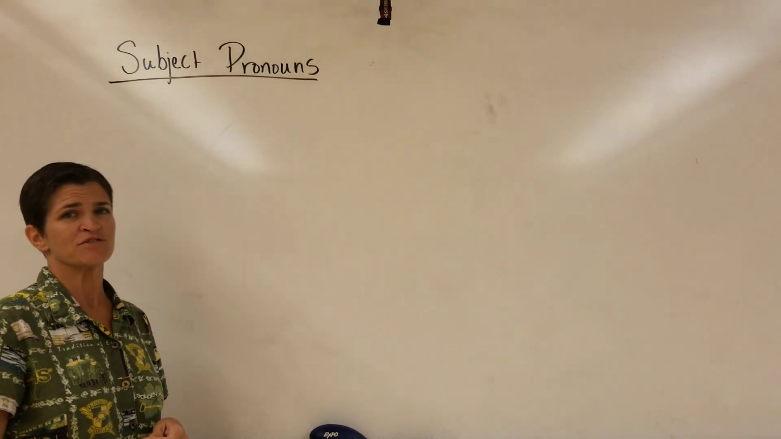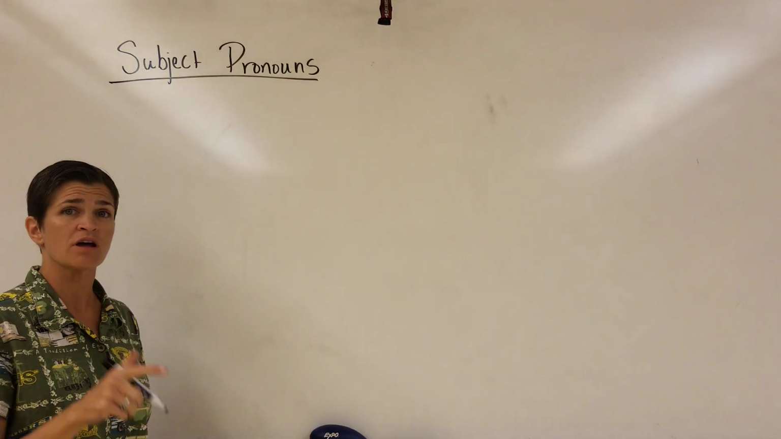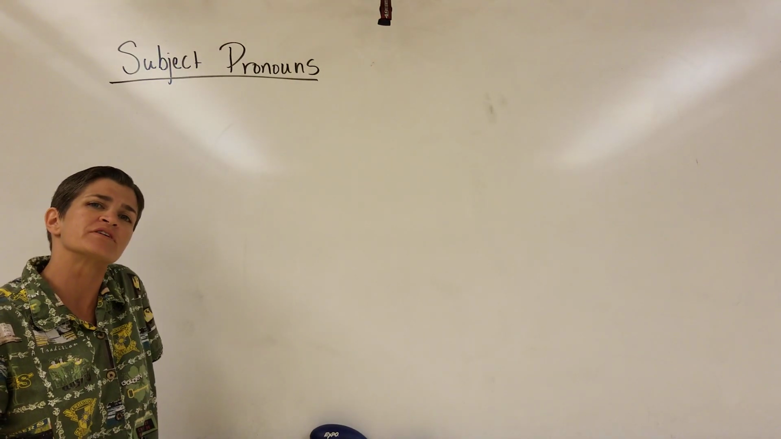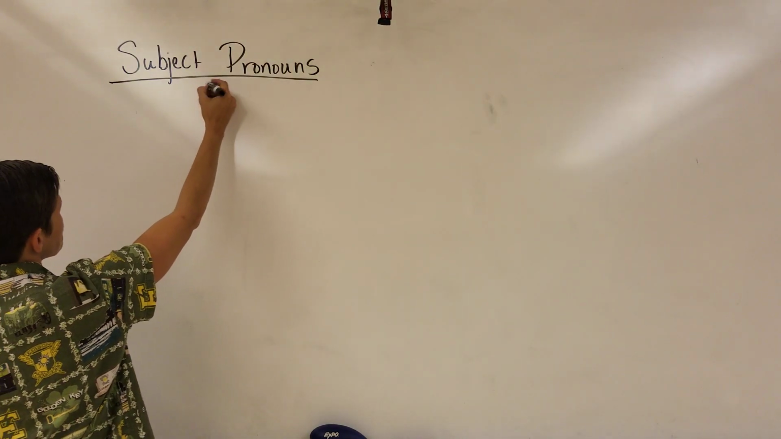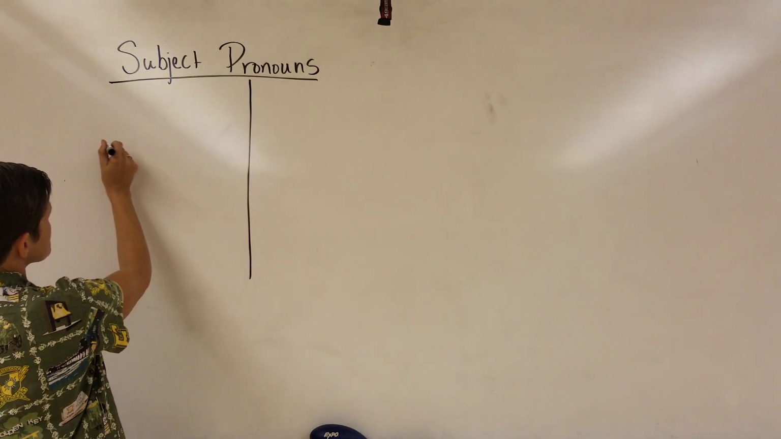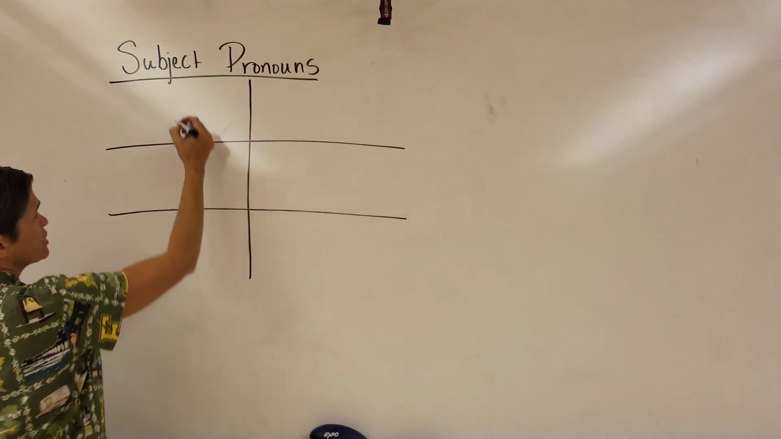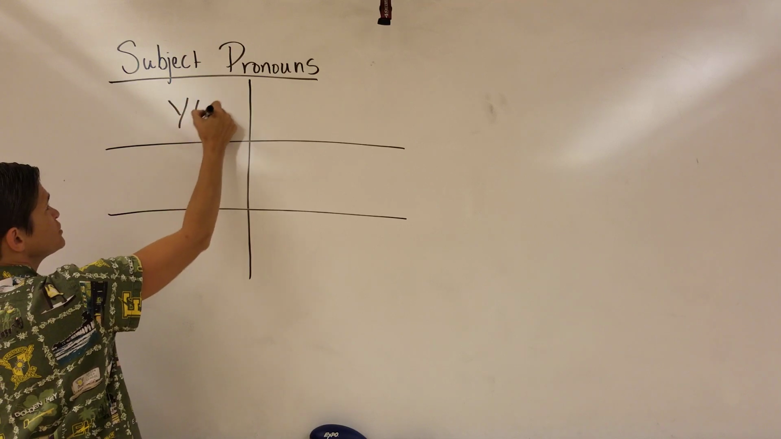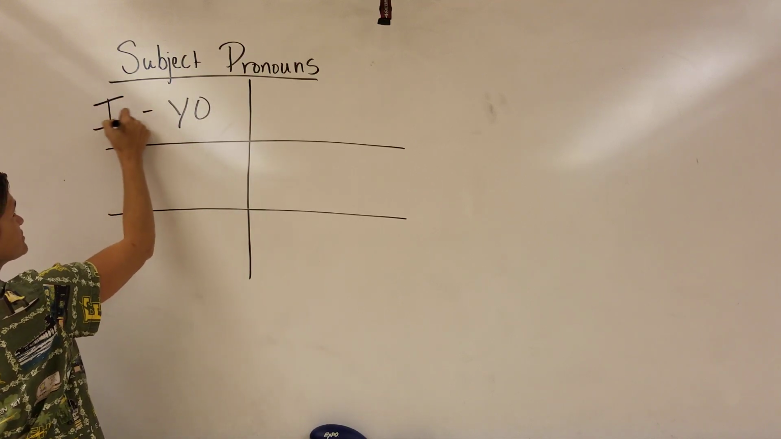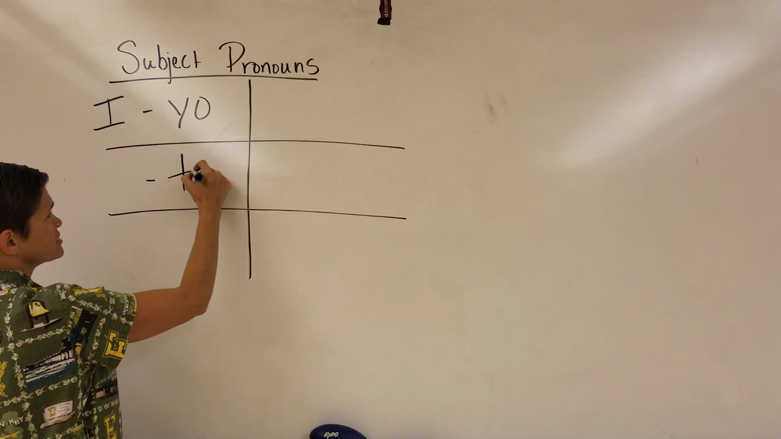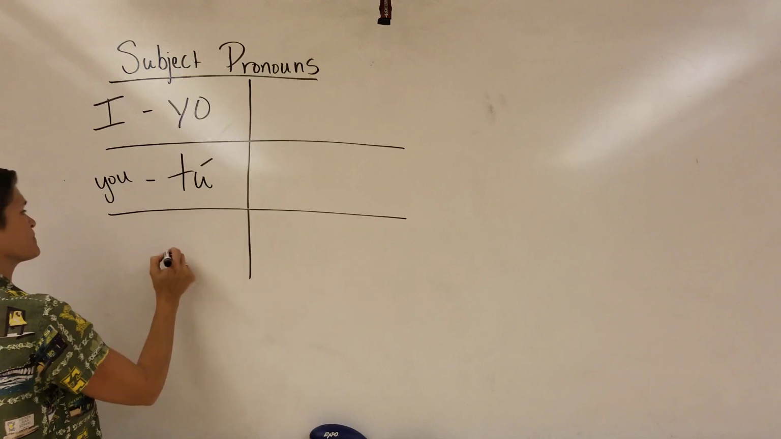In Chapter 2A of Spanish 1, we start to talk about more subject pronouns. We've learned a couple of the subject pronouns. We've learned 4 of them, or 5 of them. The subject pronouns that we've learned so far are yo, which is how we say I. We've learned tú, which is how we say you.